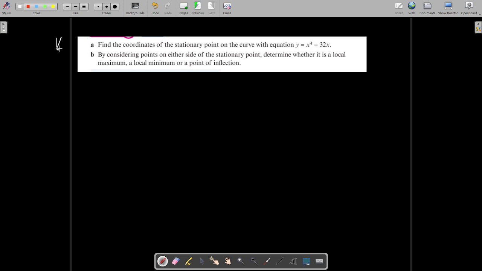Okay, find the coordinates of the stationary point on the curve with equation. By considering the points on either side of the stationary point, decide whether it's a local maximum, local minimum, or point of inflection.